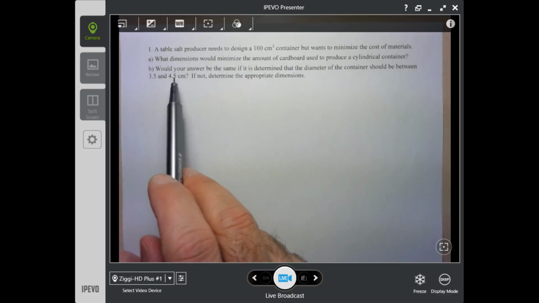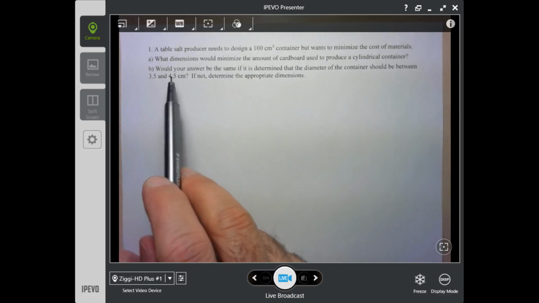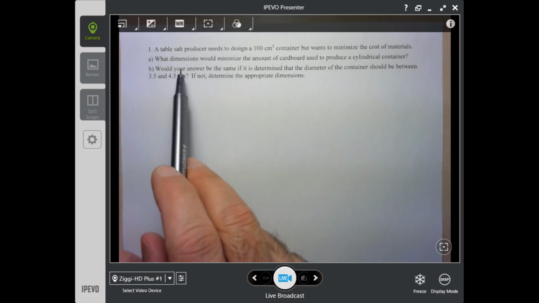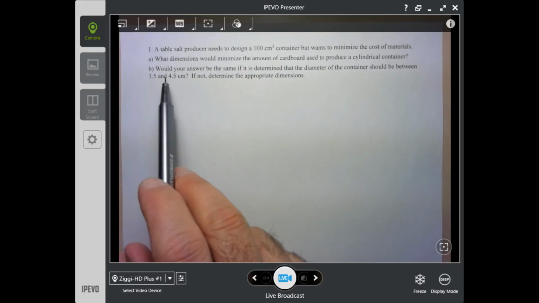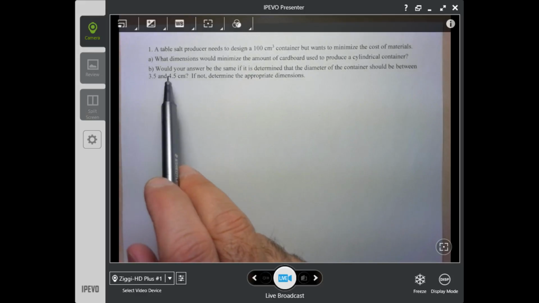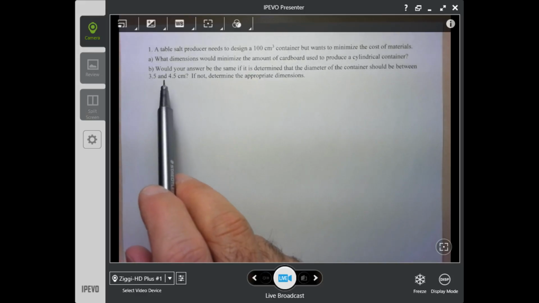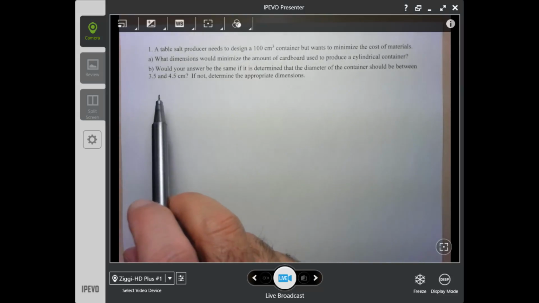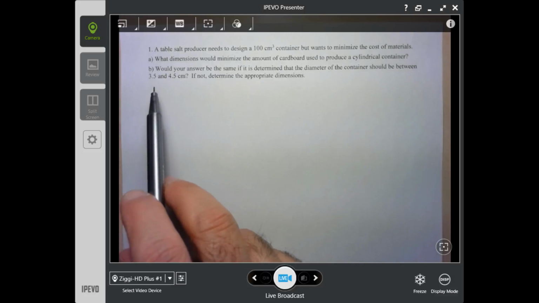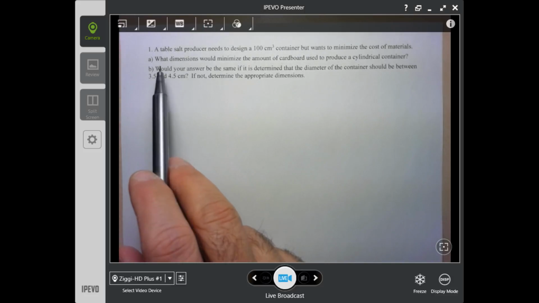Okay, so this problem has a natural constraint in that our dimensions need to be greater than 0. But now in the second problem we're going to add another specific constraint, that the diameter has to be between these two numbers. So that might have to do with market research that determined that this is the best interval of diameters for this particular product. All right, so let's take a look at A.